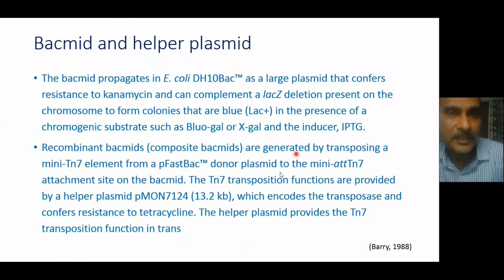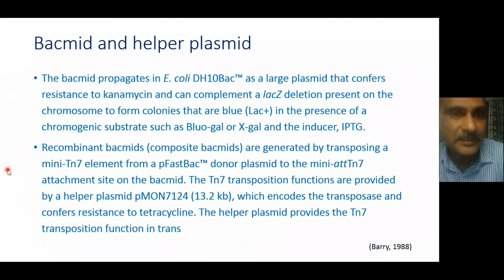So here, what I just said, within this Bacmid we have this LacZ alpha gene, and upon blue-white screening using X-gal IPTG or Blue-gal IPTG, we get blue colonies. Okay, and how does transposition happen? Transposition requires an enzyme, which is transposase.